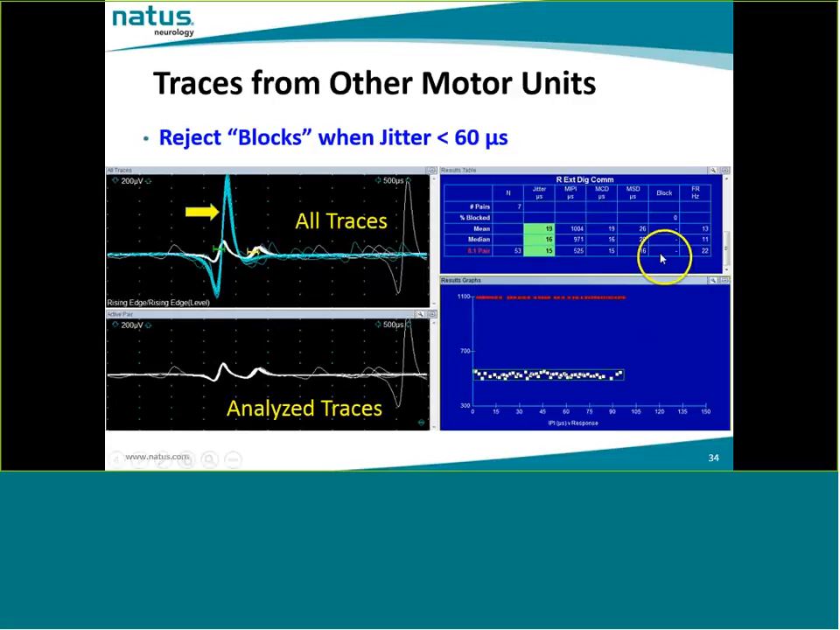So not only do we use graphical editing tools, but we also use different color combinations for traces, so we can immediately see which traces were included in analysis and which traces were excluded from analysis. In the software, we reject the block when the jitter is less than 60 microseconds. So this is the way we can handle traces from other motor units when they have a single action potential.